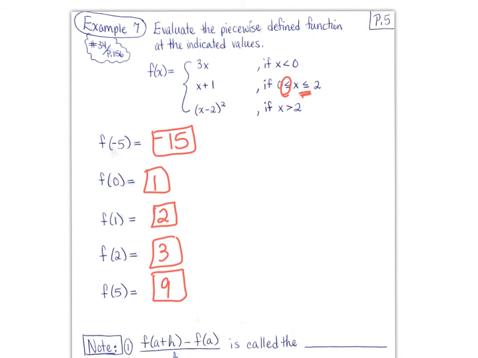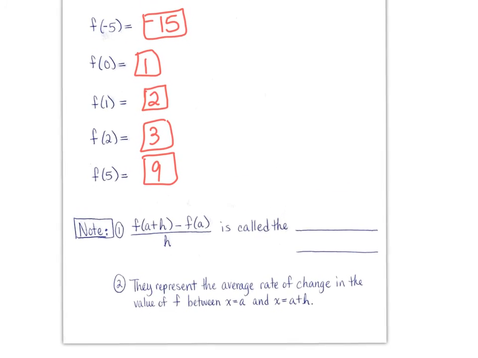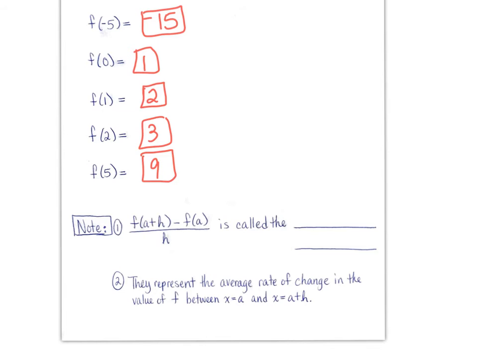Okay. Good. So now we're going to switch gears a little bit. Same idea of a function, that is, we're going to take something and substitute it in for an x value. But here, we're going to learn a different formula. This is a formula that you'll see in Calculus 1. It's f of a plus h minus f of a, divided by h. This is called the difference quotient.